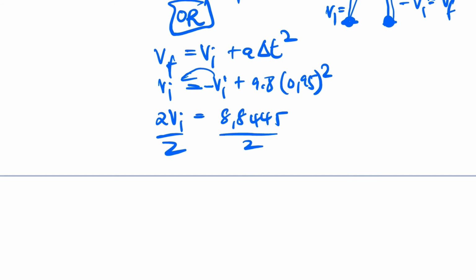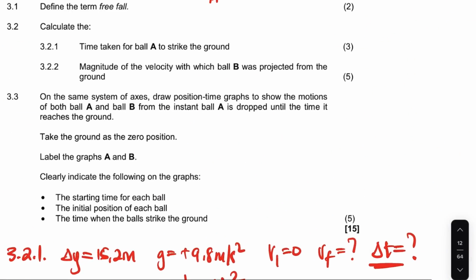Why is it not the same now? It says 8. Okay, 9.8 times, I'm restarting again. So we have 8.8445, and then the answer you divide by 2. So our v initial is the same, guys. It's the same. It's going to be 4.66 meters per second, right? Okay, guys, let's go to the next question.